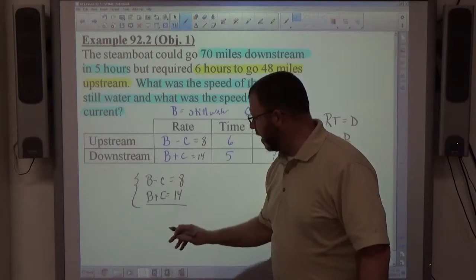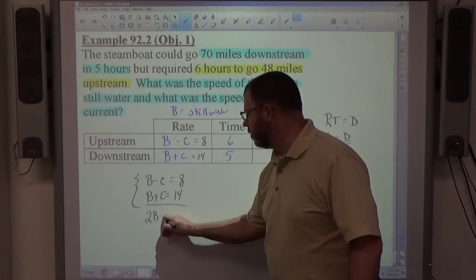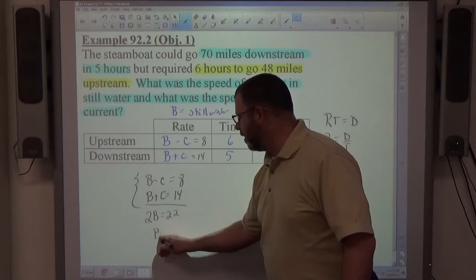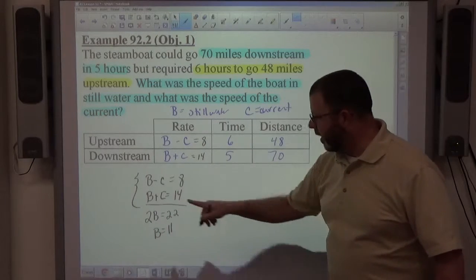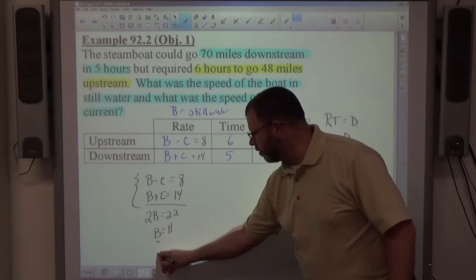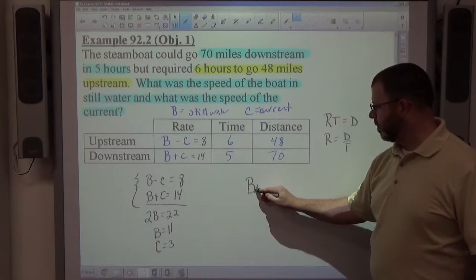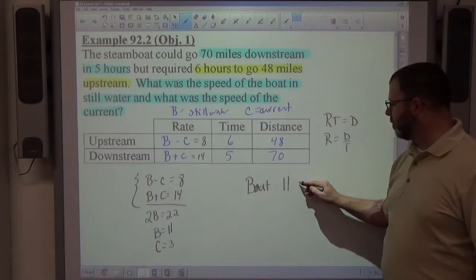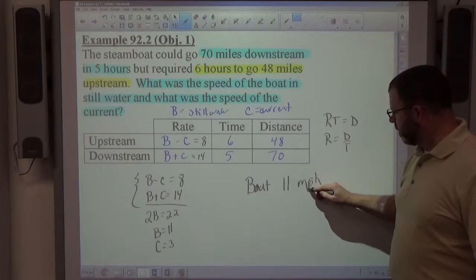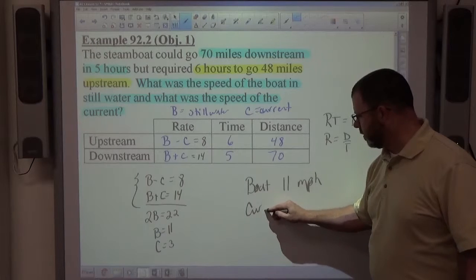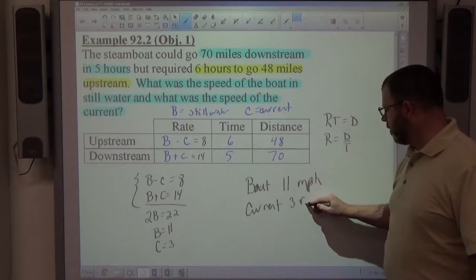Minus C and plus C cancel, so I know 2B is equal to 22. So B would have to equal 11. And I know 11 plus 3 is equal to 14, so C must equal 3. And just like that, the boat can go 11 miles per hour, and the current is 3 miles per hour.